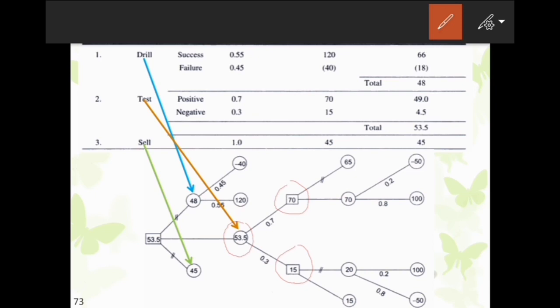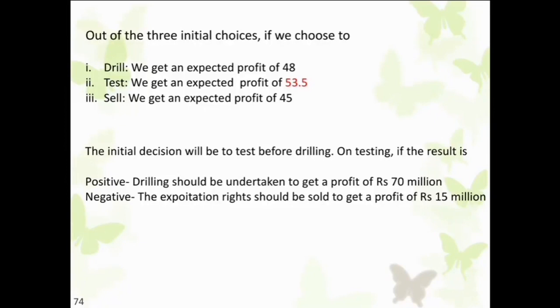Now if you are going for selling, which is shown by the green arrow, you are going to get an output of 45 million. So compare these three values, which is the most favorable one? It is obviously going for testing, isn't it? Because you are going to get the maximum value there, 53.5 million. So now everything is clear.